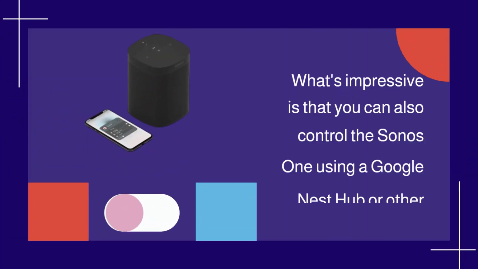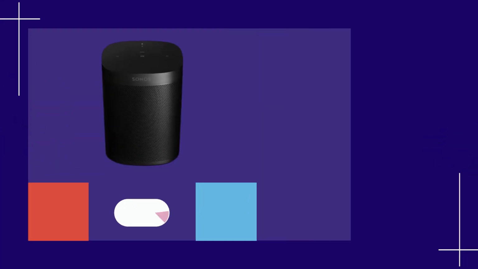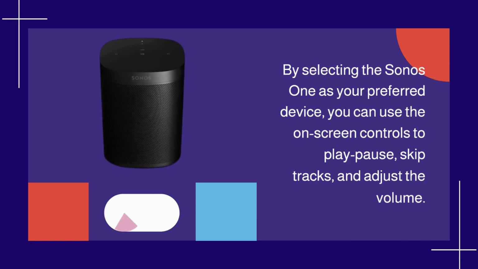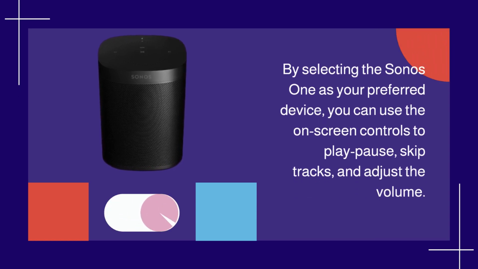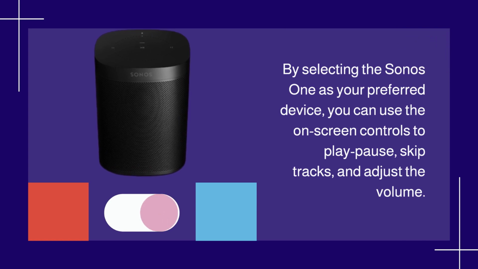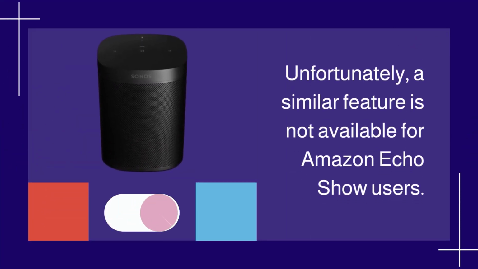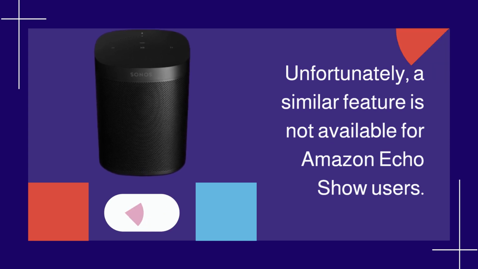What's impressive is that you can also control the Sonos One using a Google Nest Hub or other smart displays. By selecting the Sonos One as your preferred device, you can use the on-screen controls to play, pause, skip tracks, and adjust the volume. Unfortunately, a similar feature is not available for Amazon Echo Show users.